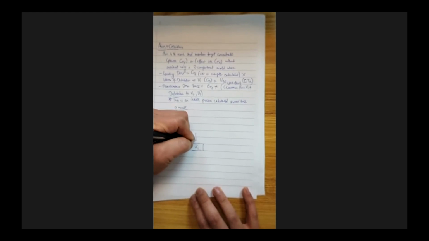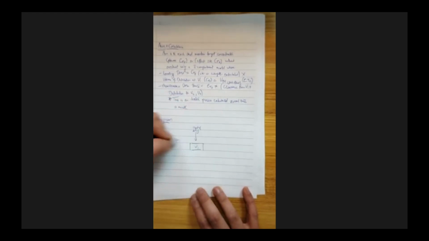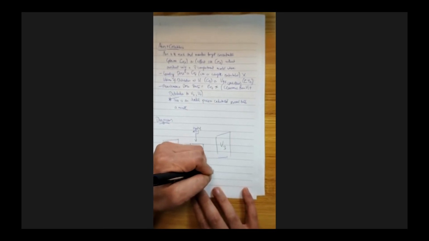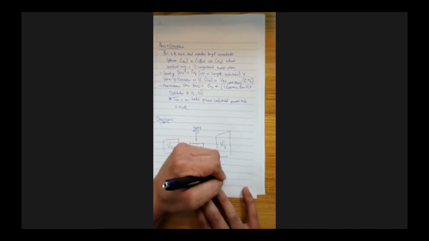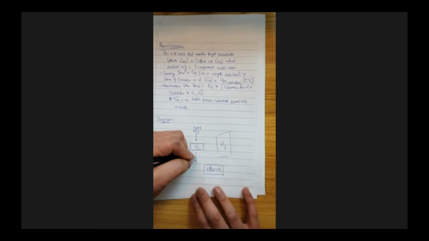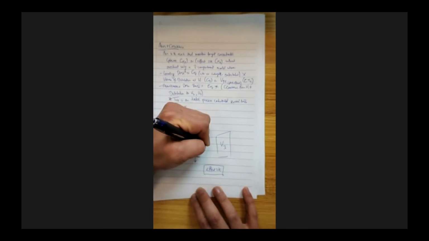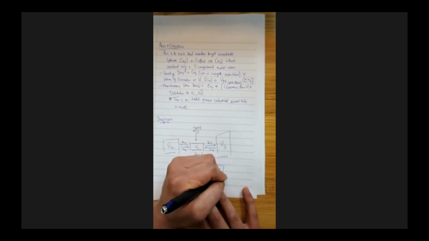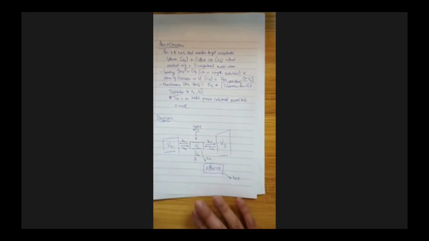Draw my diagram here. I have V1, I have input of drug, V2, V3, my effect site here. This is K10, K12, K21, K13, K31, K1E, KEO.